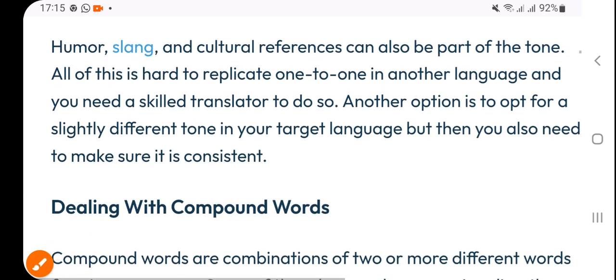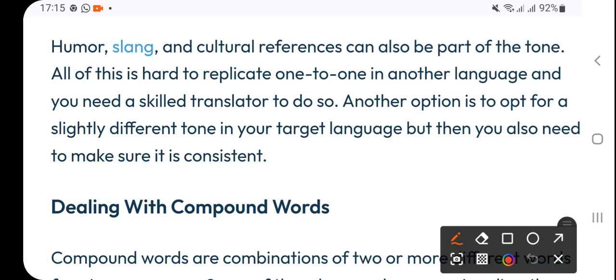And apart from this, humor, slang and cultural references can also be part of tone. All of this is hard to replicate one to one in another language, right? So it is very hard to replicate, to copy one to one in another language.